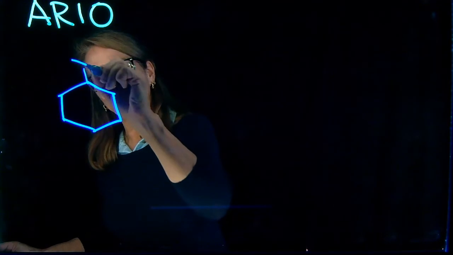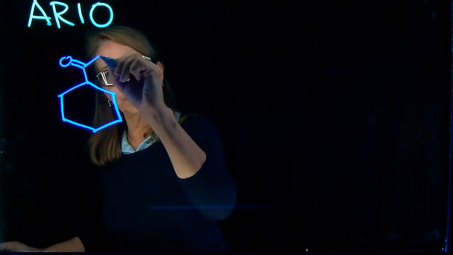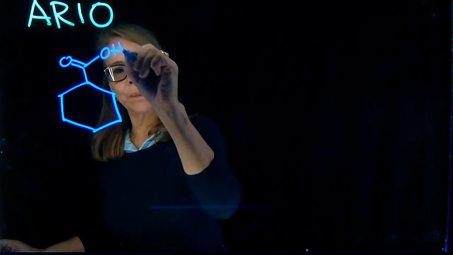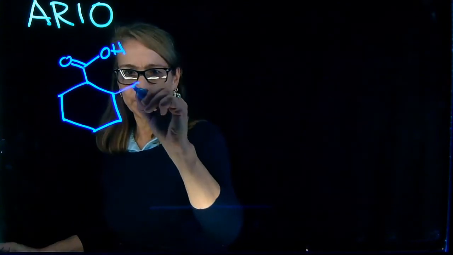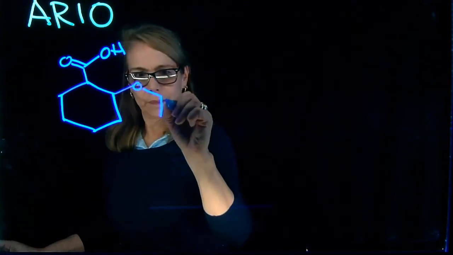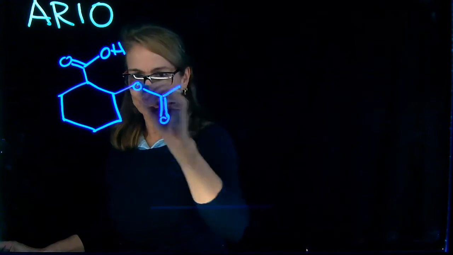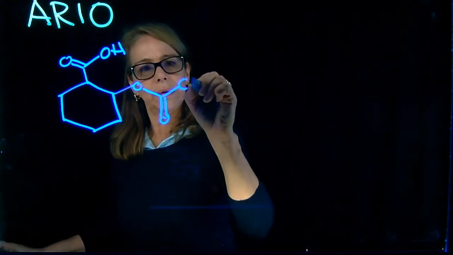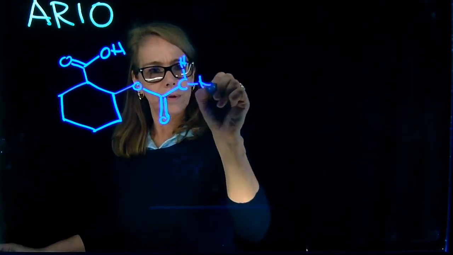And this is the structure. So that's my carboxylic acid. And then I have, now this group is an ester. And I am going to have, say, 3 hydrogens here.